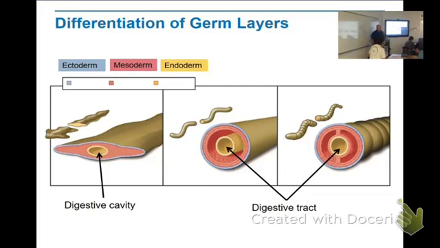Front. Okay, so let's use our hints. Inside. Ecto was outside, meso was middle. Endo probably means inside, doesn't it? And it kind of sounds inside. Endo, inside. So endoderm is the innermost layer as the thing develops.